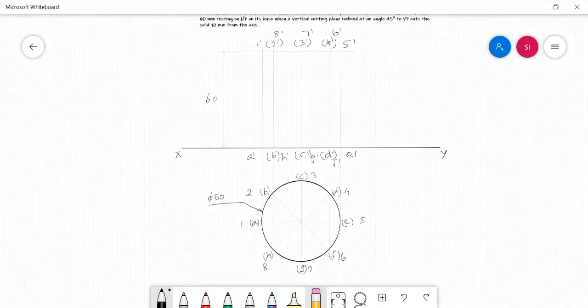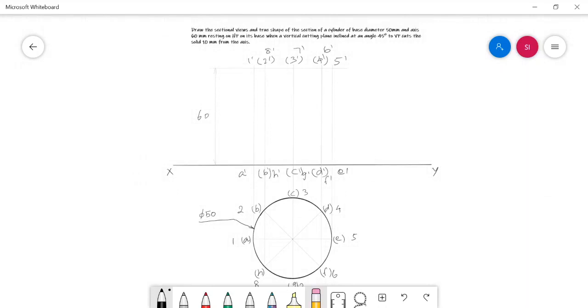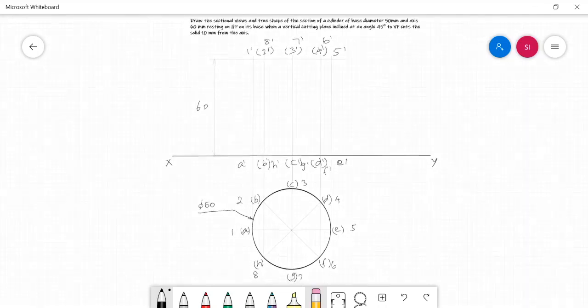So here the cutting plane is the second type of cutting plane, that is we need to show the trace of the cutting plane in the top view, and the inclination of the cutting plane with the VP is 45 degree. Again, where it is going to meet the solid, that is, the distance between the cutting plane and the axis in the top view is 10 mm. We need to maintain a 10 mm shortest distance between the axis of the solid and the cutting plane.